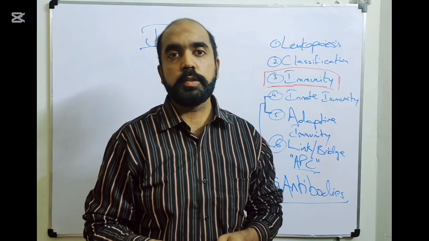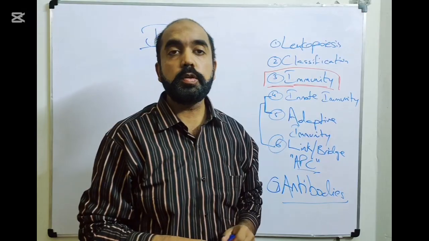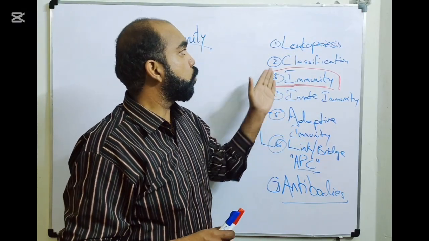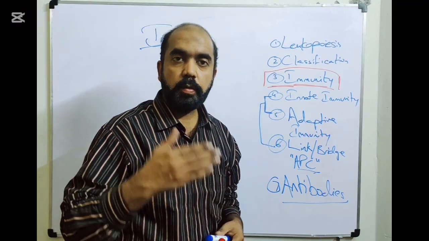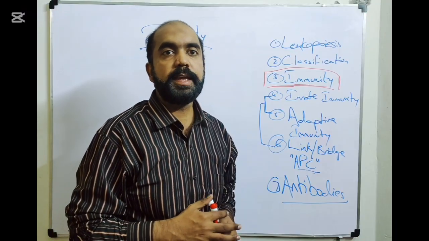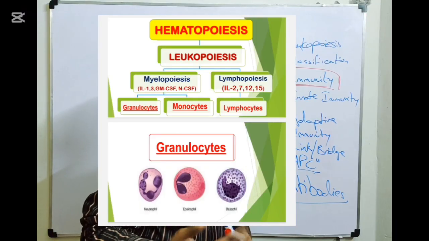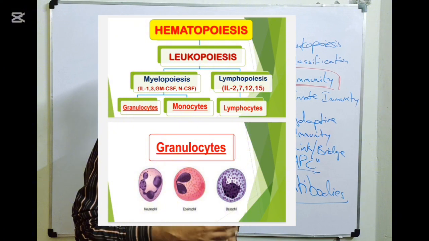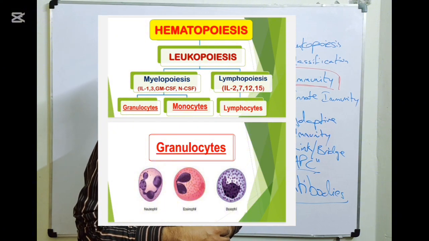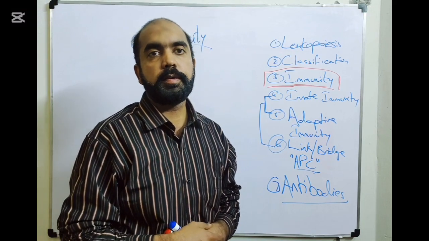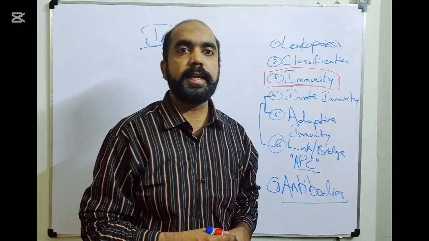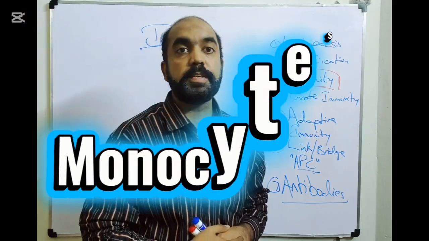Now, before we jump into immunity and immune function, you should know what is leukocytes, which means production of white blood cells. So what is the classification of white blood cells? The major classification is granulocytes and agranulocytes. In granulocytes, there are eosinophils, basophils, and neutrophils. And there's one more white blood cell, which is not part of the granulocyte, but is part of the myelocyte, and its name is monocyte.